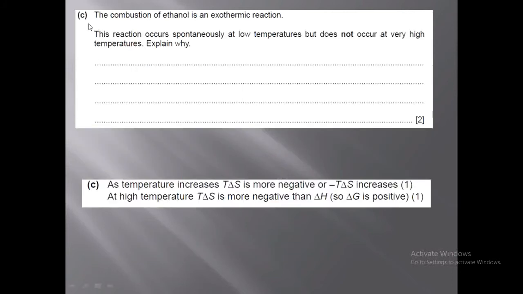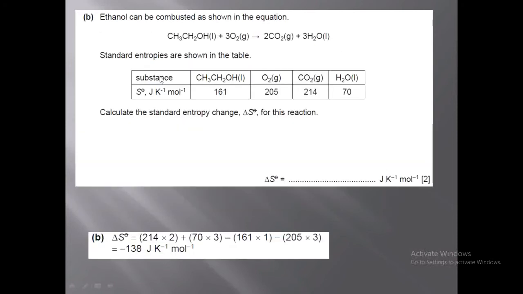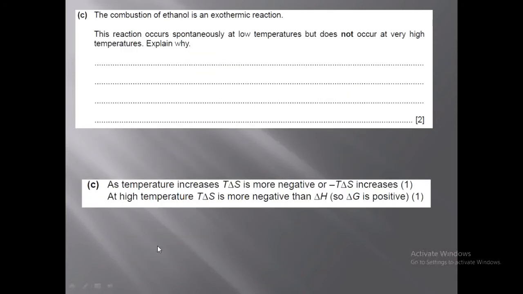In the C part of question number 7, the examiner was saying the combustion of ethanol is an exothermic reaction. It means delta H is negative for this reaction. This reaction occurs spontaneously at low temperatures but does not occur at very high temperatures. Explain why. For this reaction, the entropy that we have calculated is negative, while its delta H is also negative.